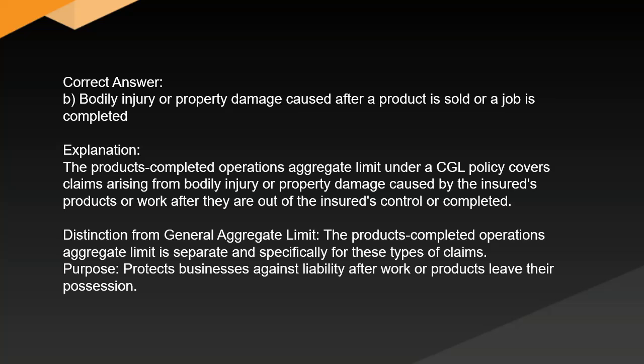Explanation. The products-completed operations aggregate limit under a CGL policy covers claims arising from bodily injury or property damage caused by the insured's products or work after they are out of the insured's control or completed. Distinction from general aggregate limit: the products-completed operations aggregate limit is separate and specifically for these types of claims. Purpose: protects businesses against liability after work is done or products leave their possession.